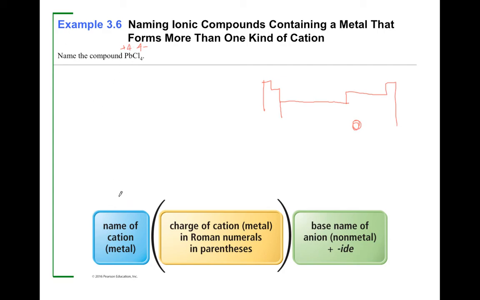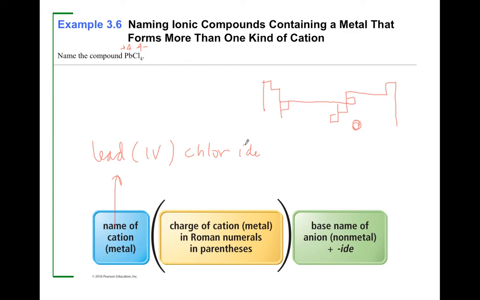So the name of the cation is lead. And then we're going to have to put Roman numerals because it's not main group or aluminum, zinc, or silver, or scandium. It's none of those. So it's got to be variable. And so we'll say lead 4, the base name of the anion, which is chlor, and then ide. Lead 4 chloride. Okay. All right, let's move on.